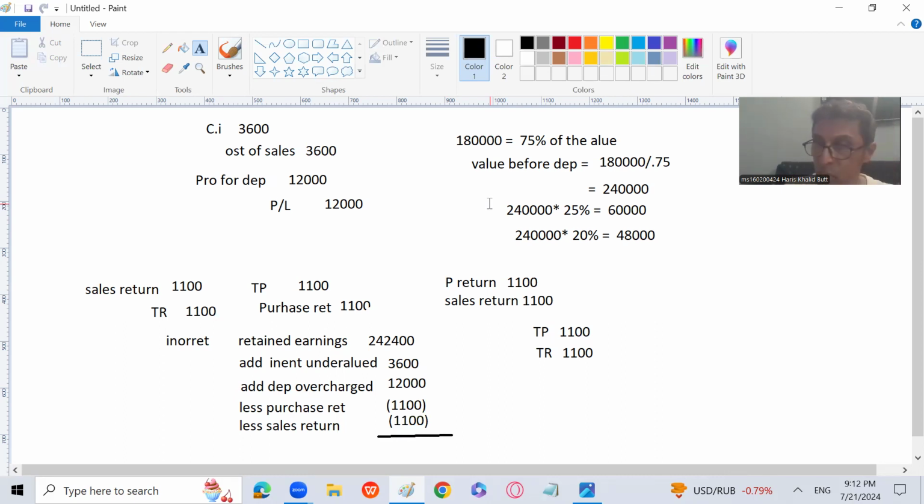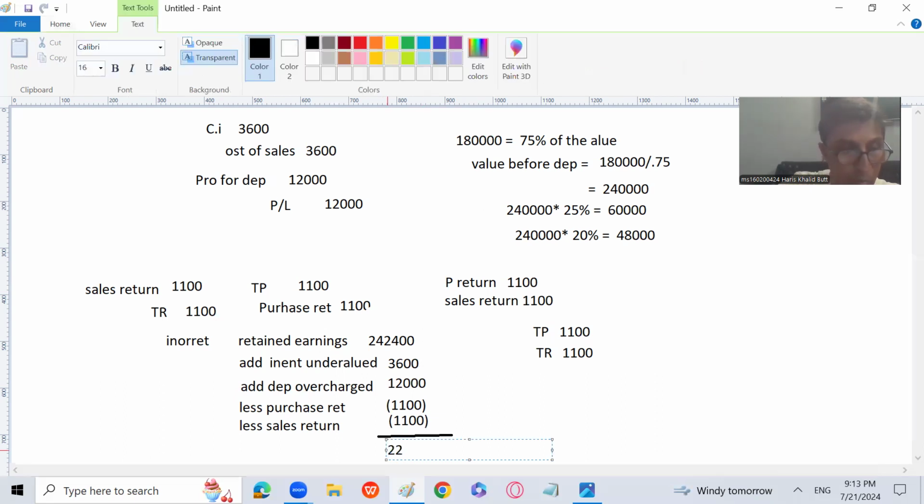So the answer is going to be 224,600. Let me write it over here: 224,600. So this is the amount of correct retained earnings. I think I have made a wrong calculation. Let me check it again. What is the amount, 242? Yes. Let me simplify it again.